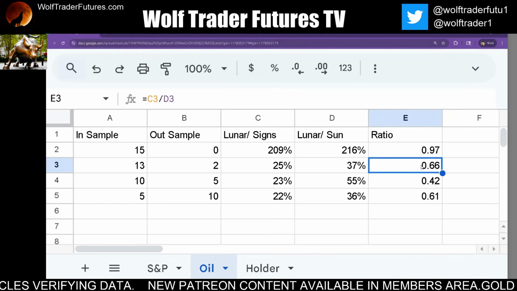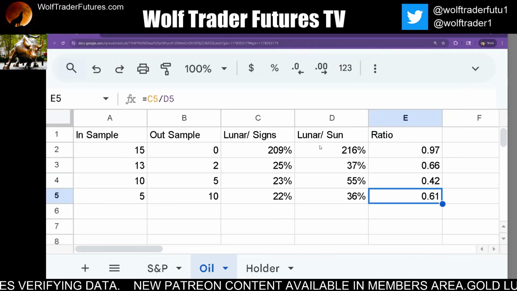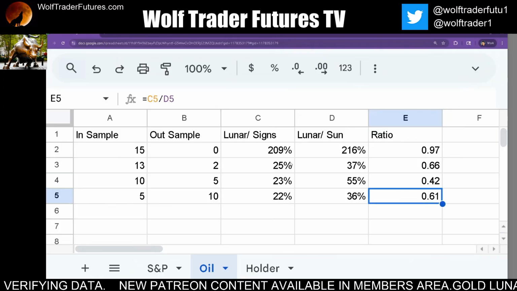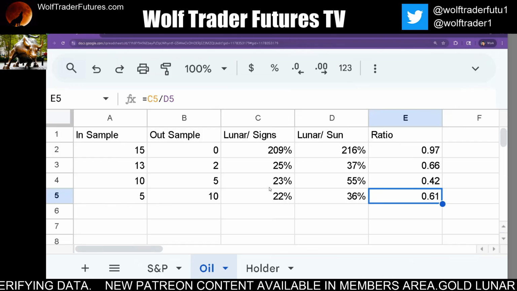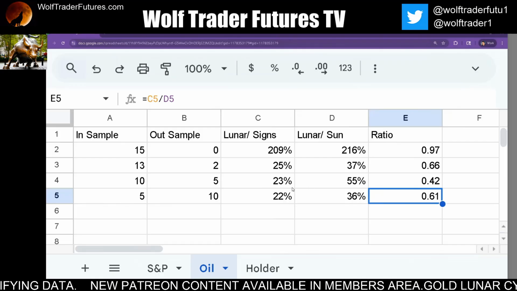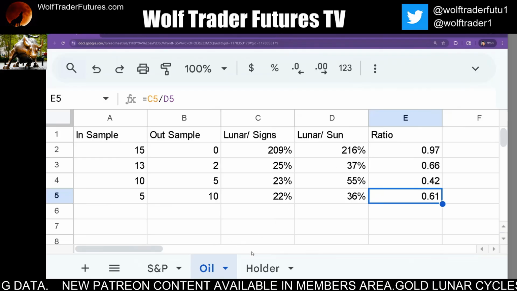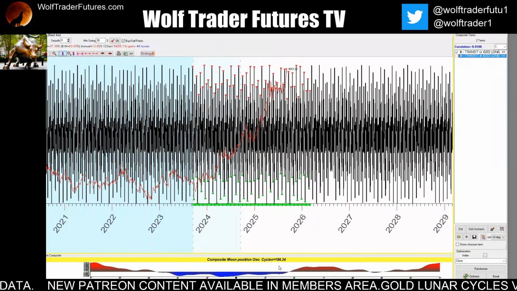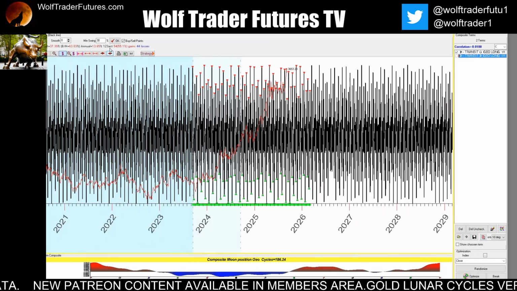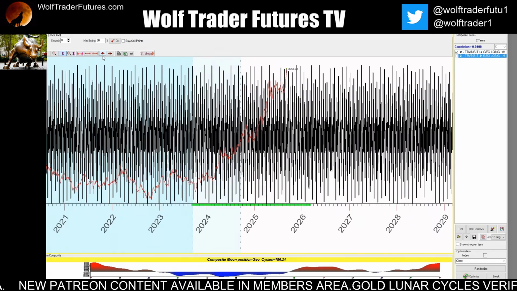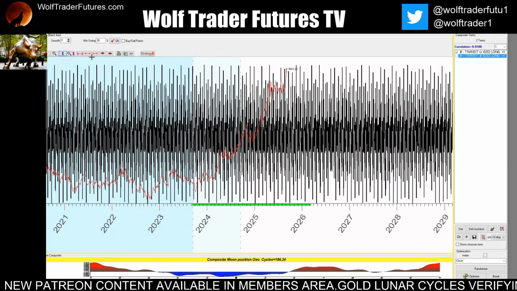You can see in every scenario here, the lunar sun was better than just the lunar by the signs. So for gold, it's a consistent theme that we saw with the S&P, that it's better to have that by the aspects to the sun and the moon. So we can go back here and I'll show you the actual chart that we made before. That will be the valid chart here.